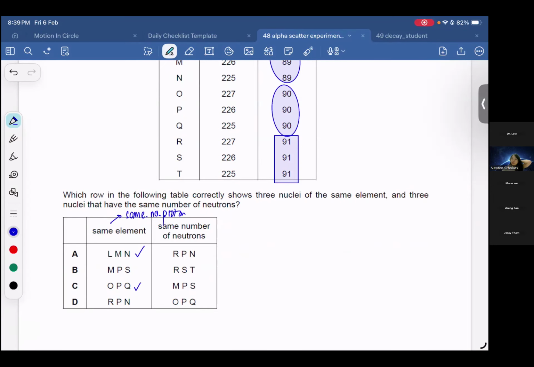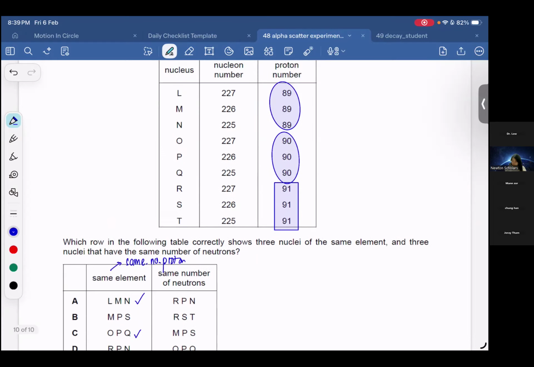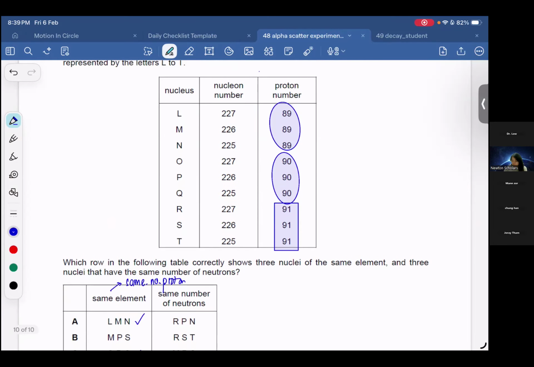Okay, Manjo correct, Kai Qian correct. For the number of neutrons, you count it: nucleon number minus proton number gives you the number of neutrons. This row is 138, 137, 136. This part is 137, 136, 135. Then here it is 136, 135, 134.